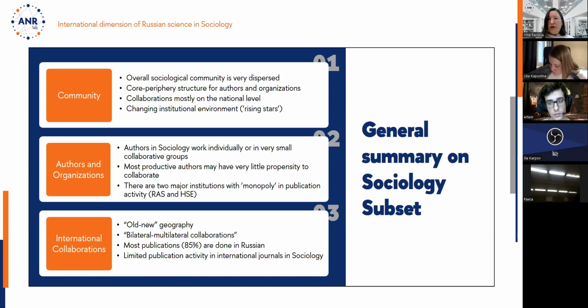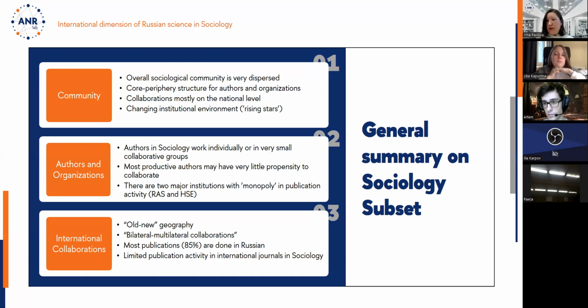For authors and organizations, to sum up, authors prefer to work individually. No, prefer is a question of preferences. They work, right? So this is a fact. They work rather individually or in small collaborative groups. Most productive authors still have relatively little propensity to collaborate with other authors. And there are two major institutions with so-called monopoly in this publication activity in this landscape.